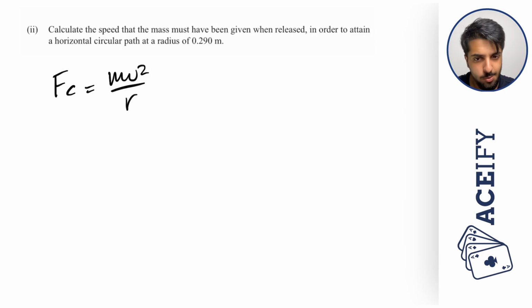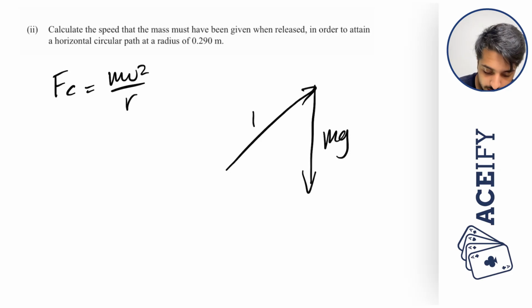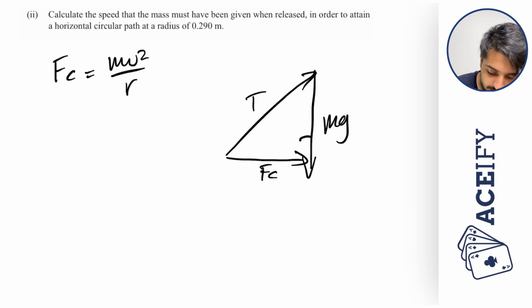Now the problem is that we do not know what our centripetal force is, and so we need to find that. The way we can find that is through our vector diagram. We drew this in the last question. We have our mg coming down, we have our tension force coming up here, and we have our Fc coming down here. Now we found out the value of our tension, and we know the value of our mg, and as this is a right angle, we can use our Pythagoras.